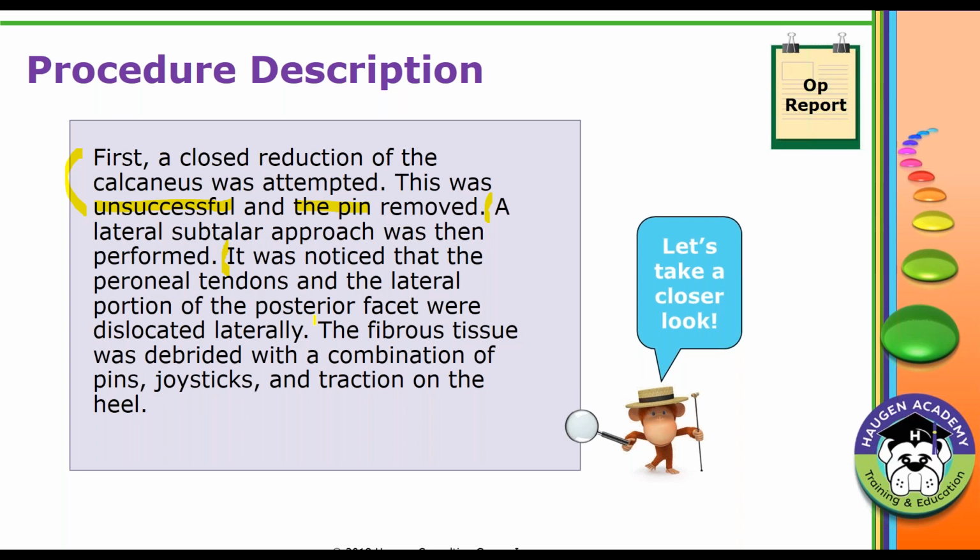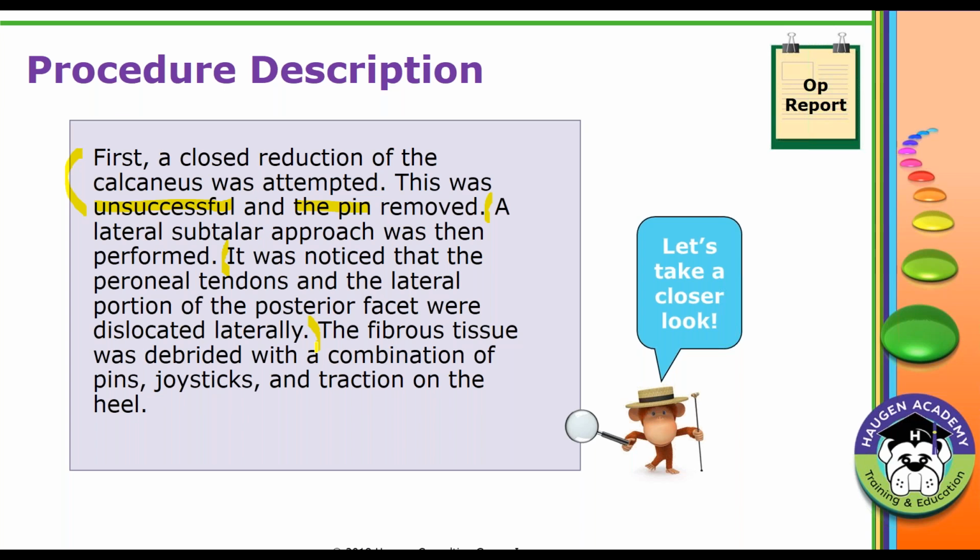And then this is where they can actually see the peroneal tendons and the lateral portion of the posterior facet were dislocated laterally. So in those 2 sentences, it doesn't come out and flat out say that this is an open procedure, but that's really information that can only be noticed and seen from an open approach. So that's going to support us coding this as an open approach.